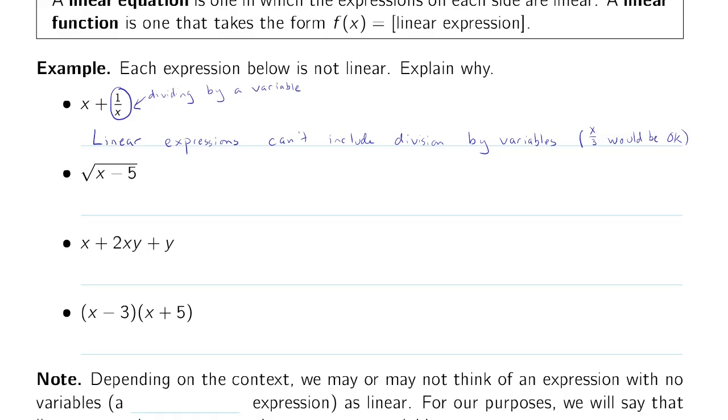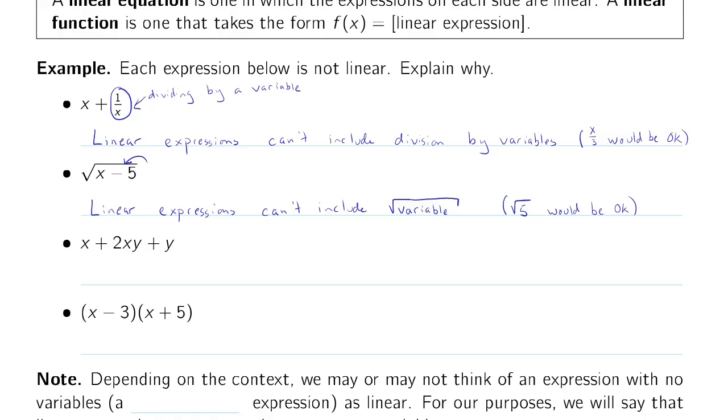In this next expression, we have a square root of x minus 5. And square roots are not on the list. Linear expressions can't include a variable inside a square root, because that's not addition, subtraction, it's not multiplication or division by numbers. Now, technically speaking, we could have something like a square root of 5. That's just a number. We can put whatever numbers we want in, but we can't do things like that to variables in something linear.